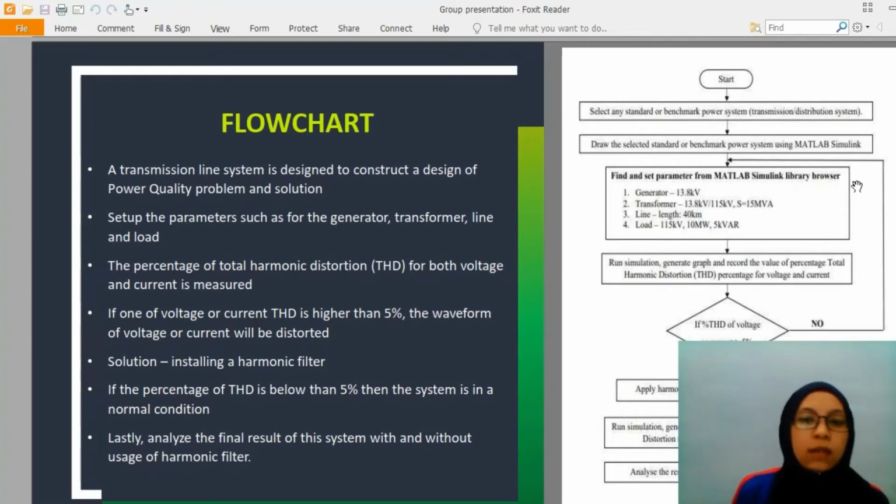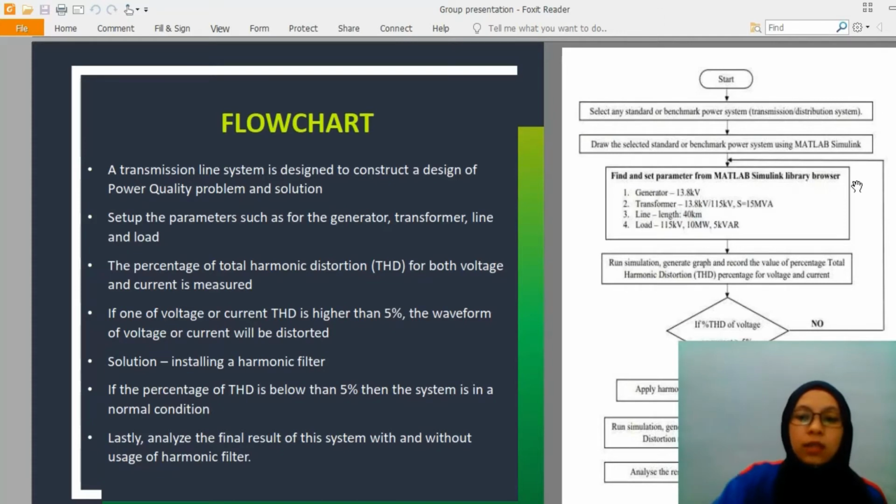So if the percentage of THD for voltage and current is higher than 5%, the waveform of the voltage or current will be distorted. So to overcome the problem, we install a harmonic filter as a solution to mitigate the problem. If the percentage of THD is below 5%, that means the system is in normal condition. Lastly, we will analyze the final result of this system with and without usage of harmonic filter.